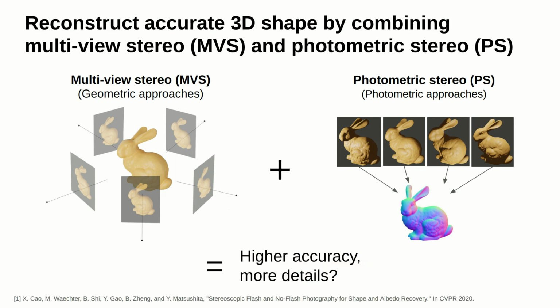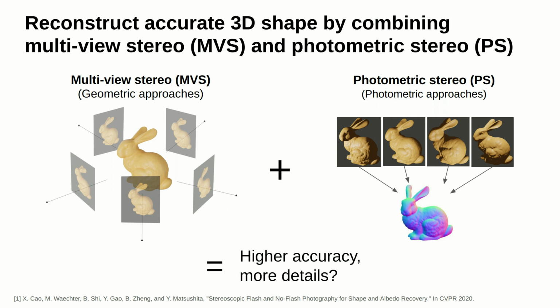Given the complementary characteristics of geometric and photometric-based approaches, we aim to develop a method that combines both approaches to get the best of both worlds, aka a high-quality shape recovery. In this project, we present a multi-view photometric stereo pipeline that performs surface normal estimation leveraging minimal handheld hardware setup, consisting only of a monocular camera and a flashlight.